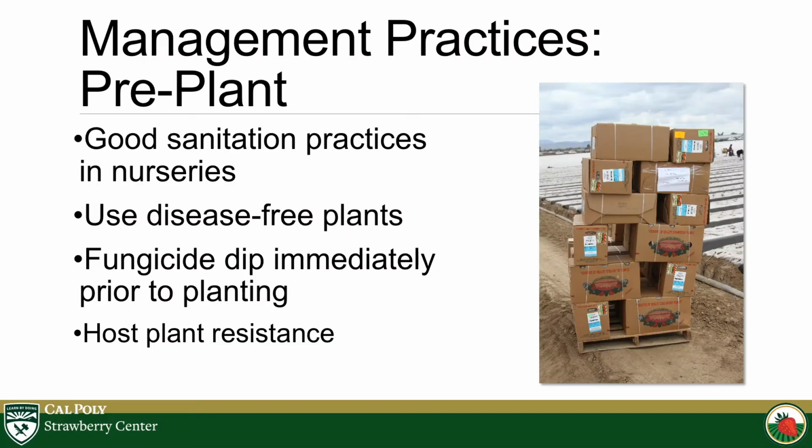Now for management practices, first I'll go over pre-plant. It is important for nurseries to use good sanitation practices because this can lead to using disease-free plants. Other ways that you can manage anthracnose is by fungicide dips immediately prior to planting. Now the number one way to manage anthracnose is by using host plant resistant cultivars.